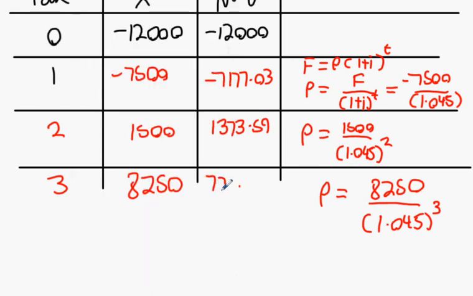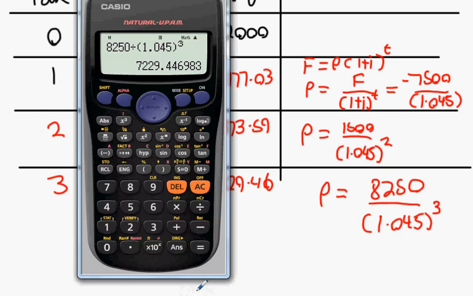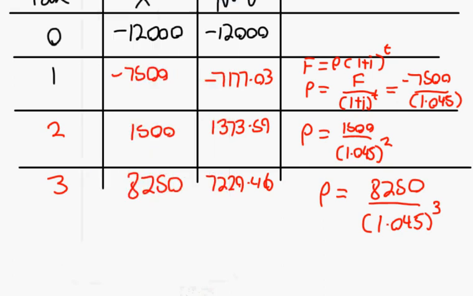So what we're arguing here is that giving me €8,250 in 3 years' time is the same thing as giving me €7,229.45 today, and then I'll just invest it and it'll sum up to the same amount.